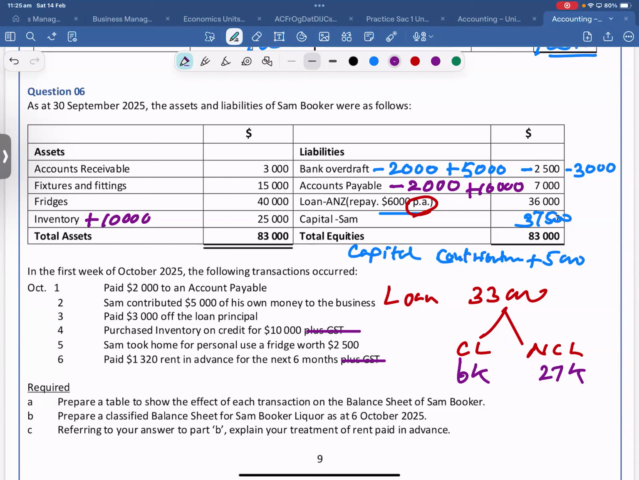So update this one, the fridge one, in the balance sheet, 2,500, and we have drawings 2,500, yes. And then what about the last one?